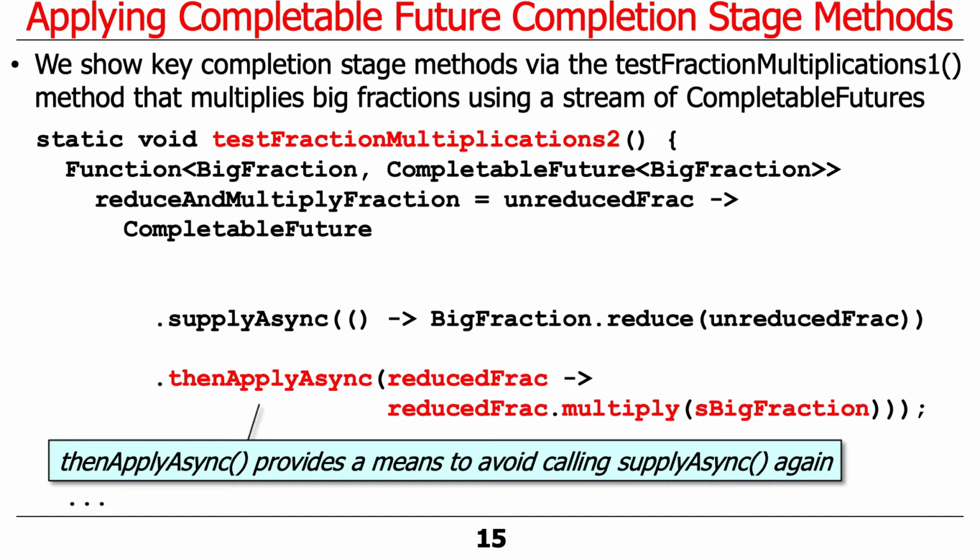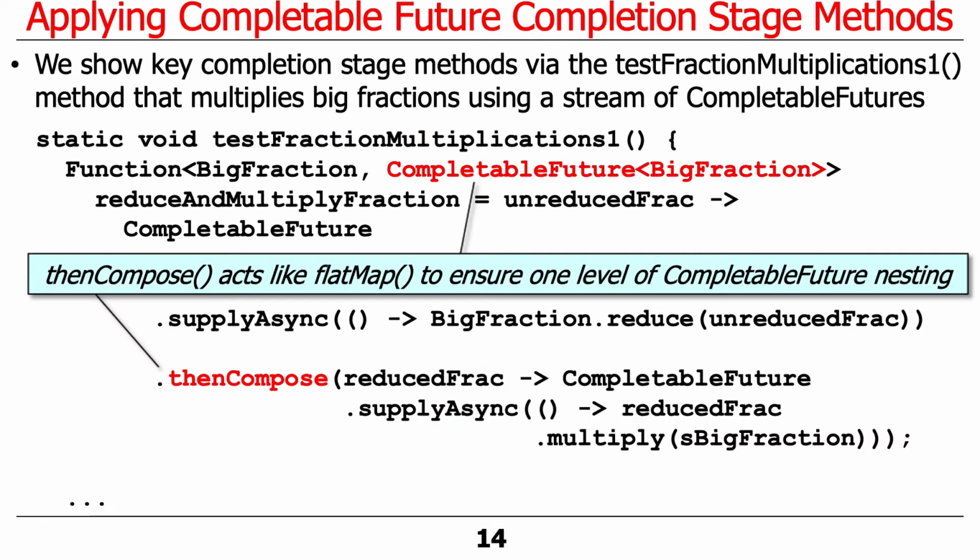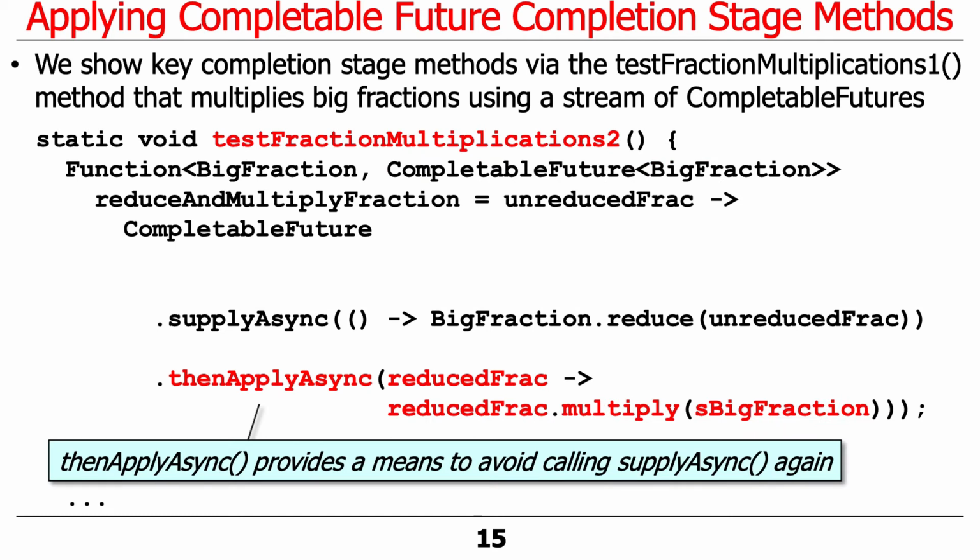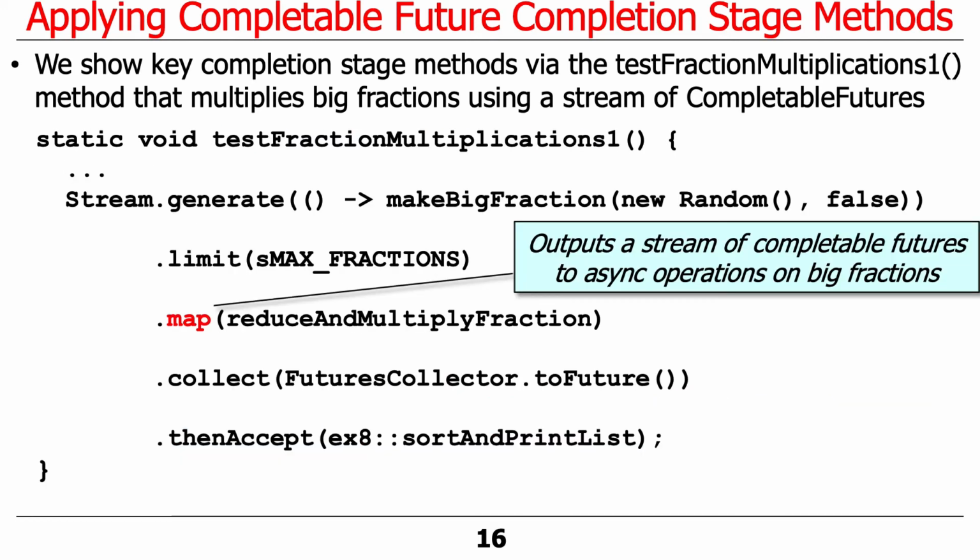And if you recall, then apply async will asynchronously perform this action, returning a completable future to it. And so you get kind of the best of both worlds. You get then compose and supply async in a single one-stop shopping method. So that way we can avoid having to call supply async again. It's just a little bit cleaner. This will also run in a background thread. So what we're going to get as the result of this map operation is a stream of completable futures to ongoing asynchronous operations that are reducing and multiplying big fractions.